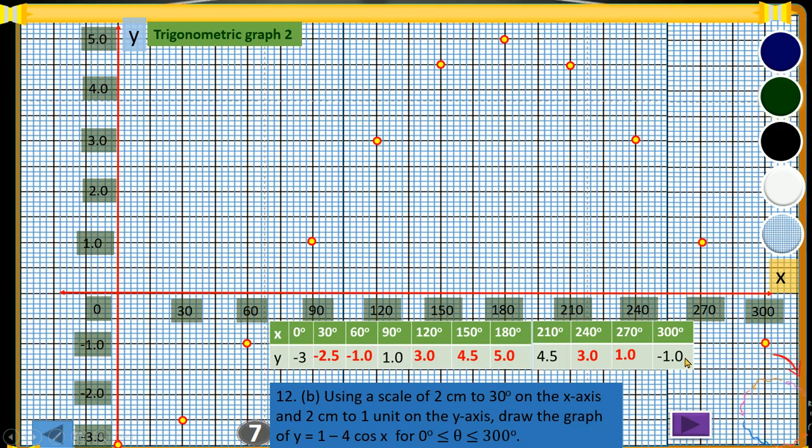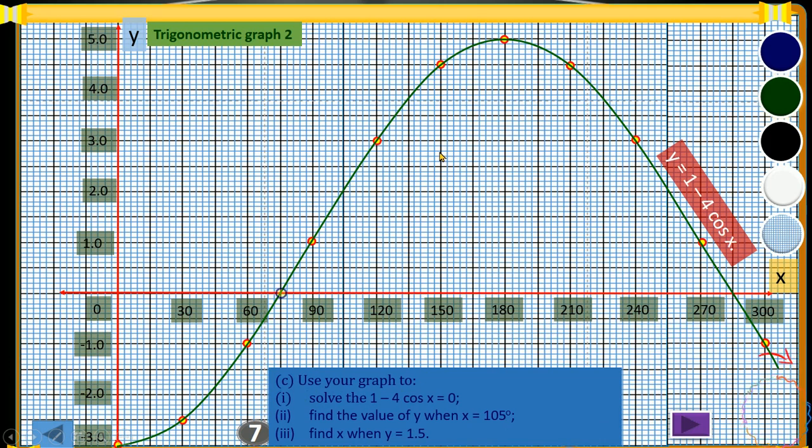So we have the points plotted now. We are going to join these points with a smooth curve. Let's do that now. The green line is the curve that represents the function y is equal to 1 minus 4 cos x. And we are going to answer the questions based on the graph now. Use your graph to, 1, solve the equation 1 minus 4 cos x is equal to 0.